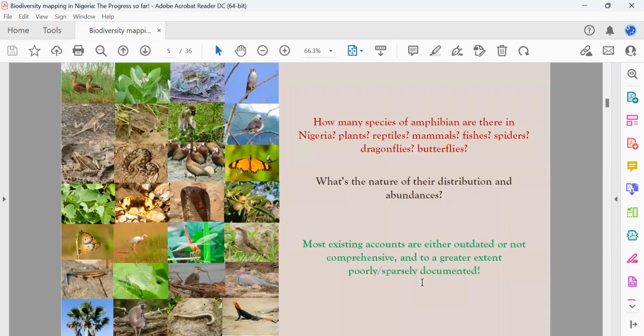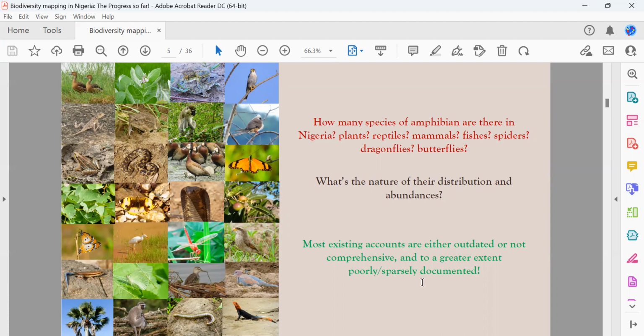Okay, so we ask ourselves, how many species of amphibians, plants, reptiles, mammals, fishes, spiders, dragonflies, and butterflies are there in Nigeria? How many species are there in Nigeria? Also, what's the nature of their distribution? If at all, do we know how many species there are and their abundances?